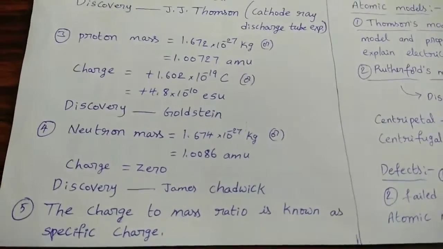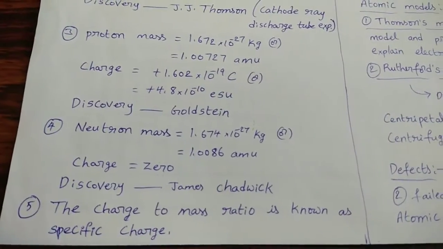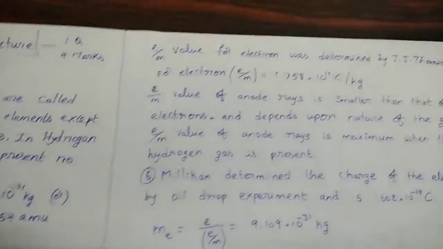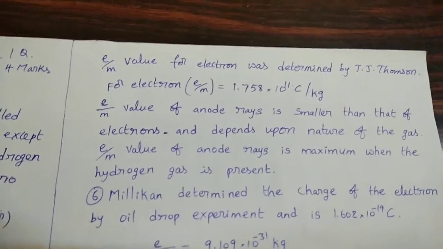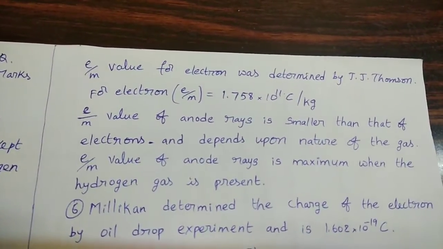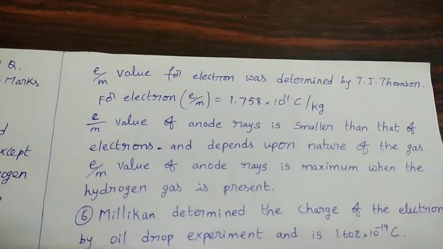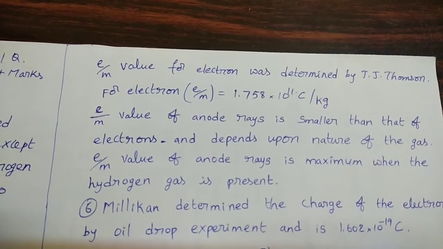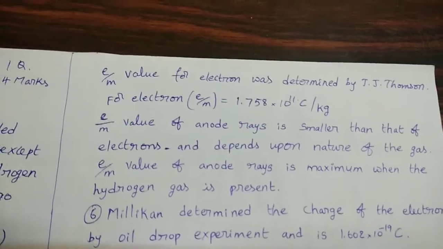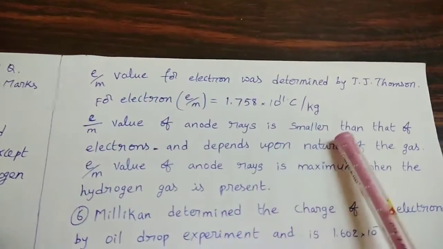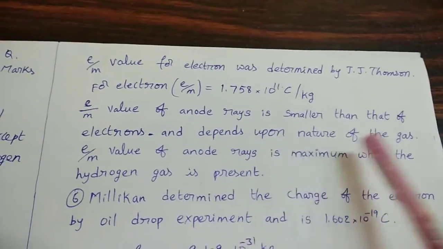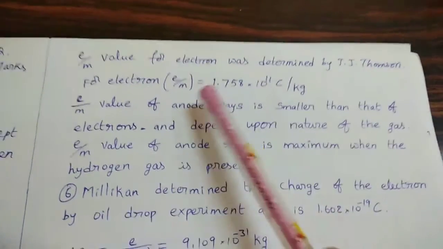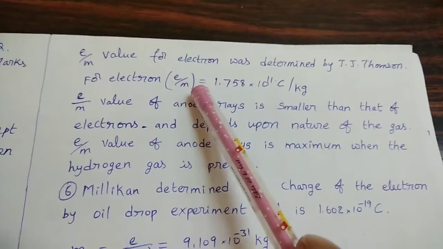Next, the charge to mass ratio is known as specific charge. Now say this, e/m value for electron was determined by J.J. Thomson. So e/m value for electron is 1.758 × 10^11 coulomb per kilogram. The e/m value of anode rays is smaller than that of electrons and depends upon the nature of the gas. e/m, e means charge, m means mass.